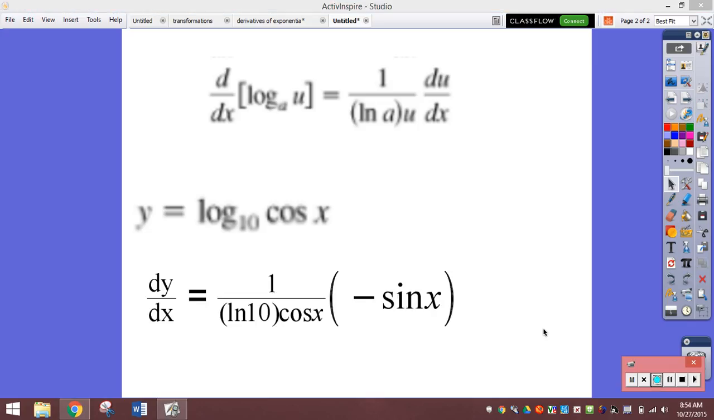And then to simplify further, I can move this sine on top of this quotient, and then I would recognize that I would have sine over cosine, which is equal to tangent. And so I would have, as a result, negative tangent over natural log of 10. And so my fully simplified answer for this derivative would be negative tangent of x over natural log of 10. And so those are the two rules for logarithms and finding their derivative.